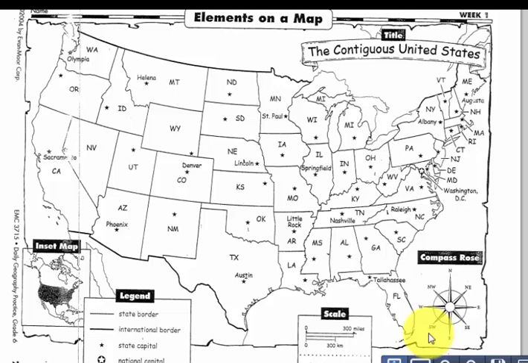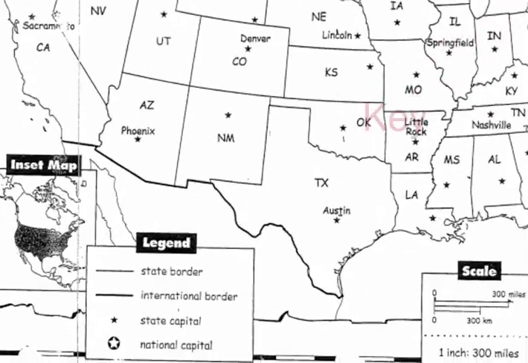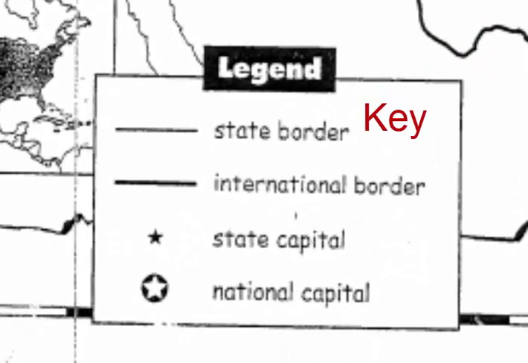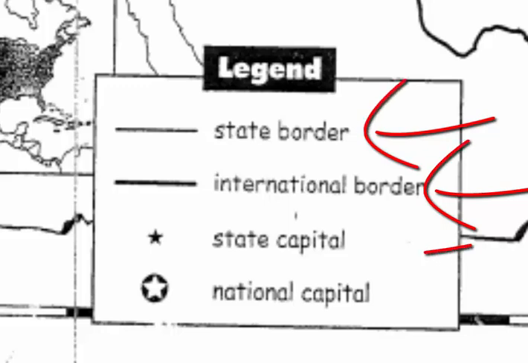Wednesday, number 1, what is another name for a legend? I mentioned kind of a key, and that's a good thing to remember. That's a key, and it also asks what kinds of things are shown on the legend. And in this case, some of the things that are shown are the borders, the capitals, and those types of things.